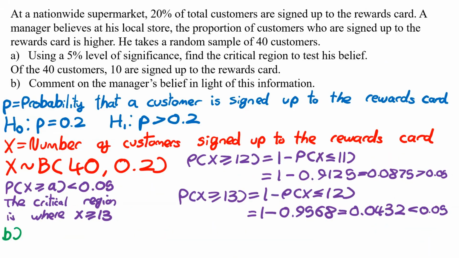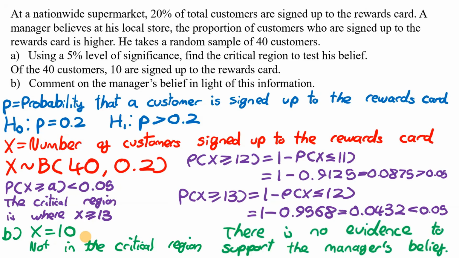Okay, so we're told of the 40 customers, 10 are signed up to the rewards card. For part B, we need to comment on the manager's belief in light of this information. So 10 are signed up to the rewards card, so x is equal to 10. The critical region is where x is bigger than or equal to 13. So x is equal to 10 is not in the critical region, so therefore we cannot reject the null hypothesis, so there is no evidence to support the manager's belief in this case, because x is equal to 10 is not in the critical region.